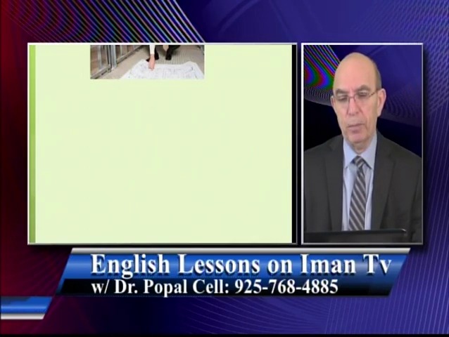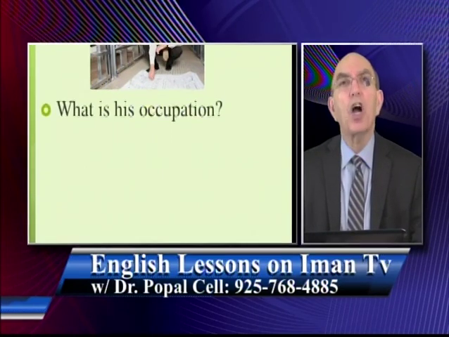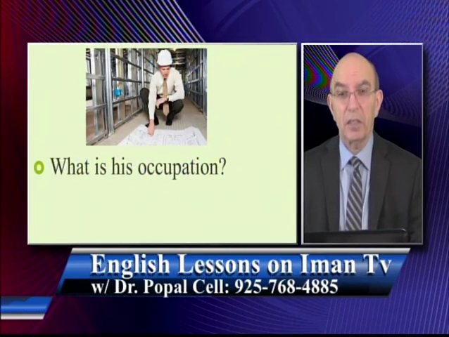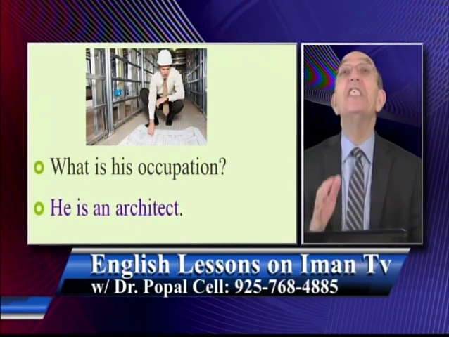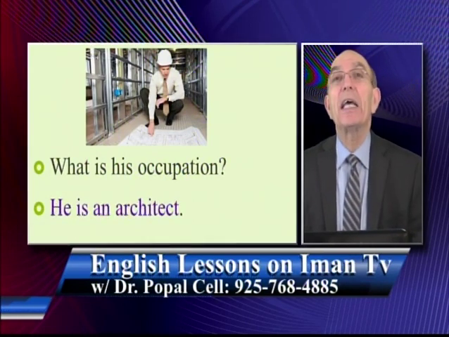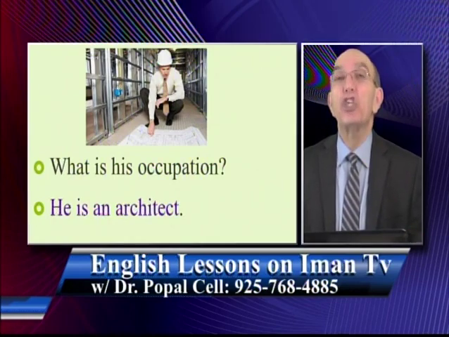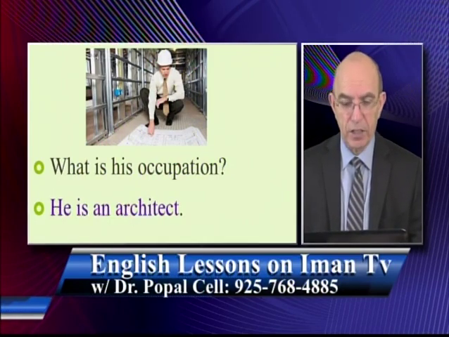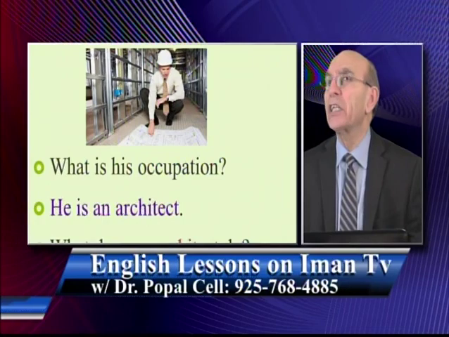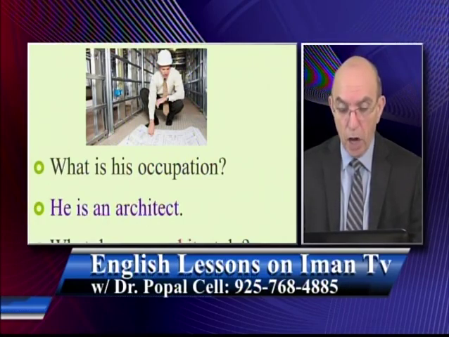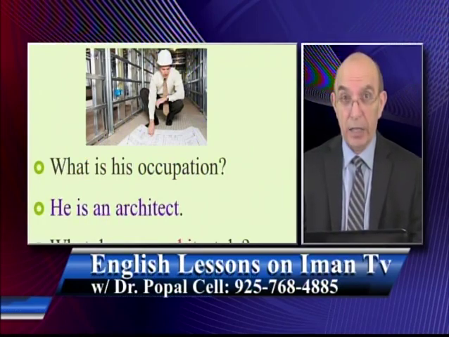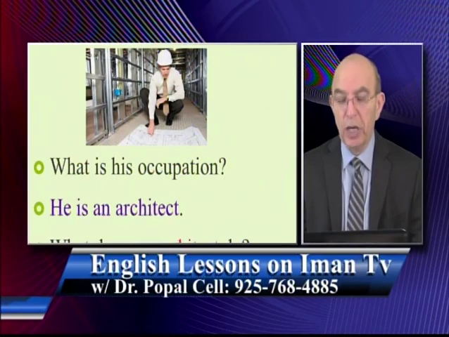What about this person? What is his occupation? He makes the sketch or designs of buildings. Okay? A person who designs buildings is called what? Architect. He's an engineer. Building engineer is an architect. Muhandis in Farsi. What does an architect do? An architect or an engineer designs buildings. An architect or an engineer or a building engineer designs buildings. Architect.